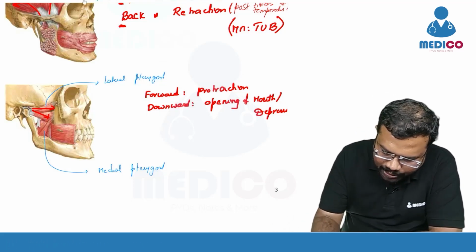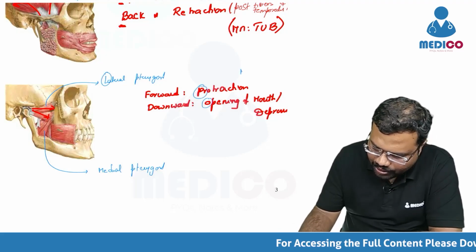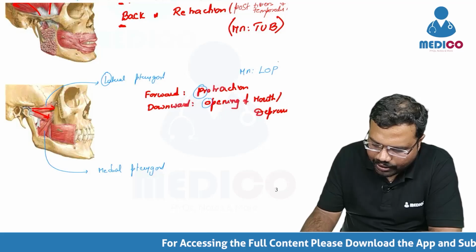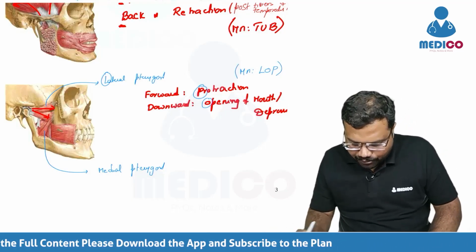And the mnemonic to be remembered here is, you might have heard of loss of pay, LOP. Or you can remember pole, whichever is convenient for you.